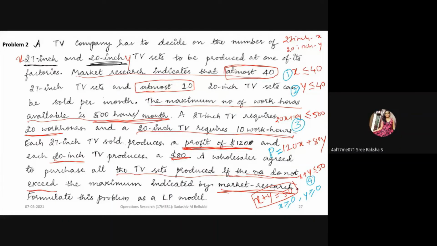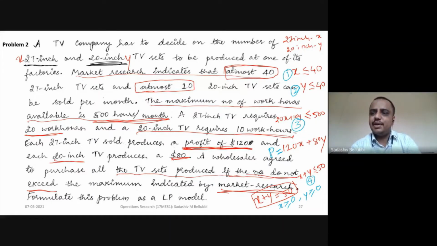For the 27-inch it is 40 per month, sir, and for the 20-inch it is 10 per month. So you can take the maximum scale, you can take it separately, no sir, X should be less than or equal to 40, and for the 20-inch it is Y. Okay, I made a mistake. So Y should be less than or equal to 10. So it's a typing mistake.